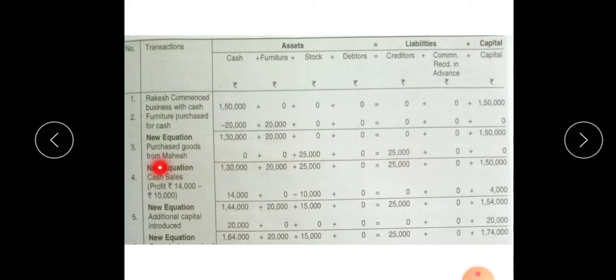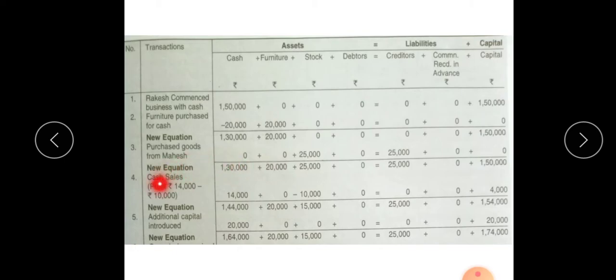Calculate the new equation. Cash same, 1,30,000. Furniture no effect, 20,000. Stock increases to 25,000 rupees. The total of asset side is 1,75,000 rupees. On the liability side, creditors increase by 25,000. Capital remains unchanged. The total of liability side is also 1,75,000. Accounting equation is true in this case also.